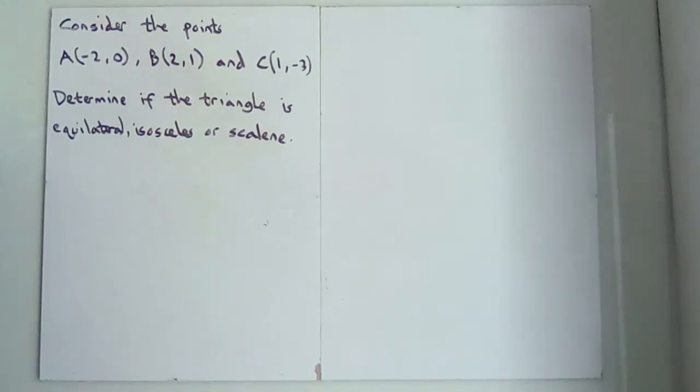Consider the points A at (-2, 0), B at (2, 1), and C at (1, -3). Determine if the triangle is equilateral, isosceles, or scalene. So hopefully you know what these terms mean.